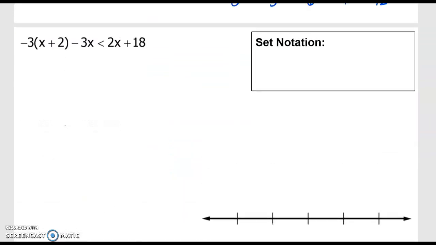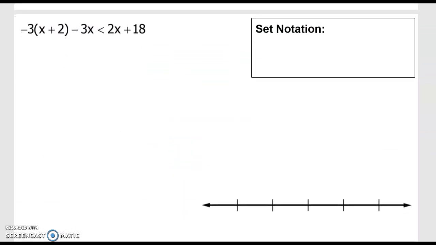All right. Let's do one more of these. Okay, so again, to solve this one, I have a parentheses here, so I've got to distribute. So -3 times x is -3x. -3 times 2 is -6. Now, is that -3 going to go to the -3x? No, because it's not in the parentheses. This -3x is just out here by itself.